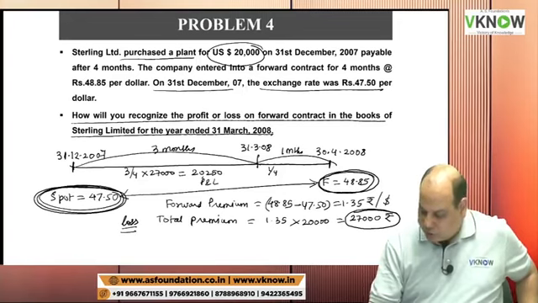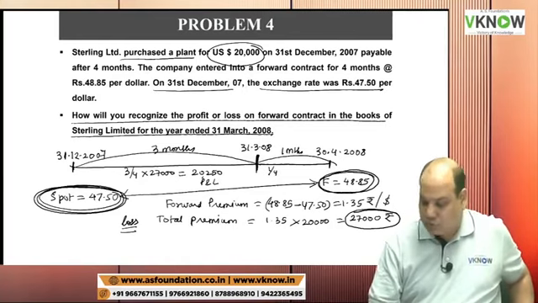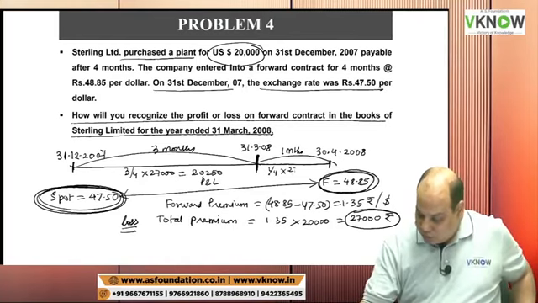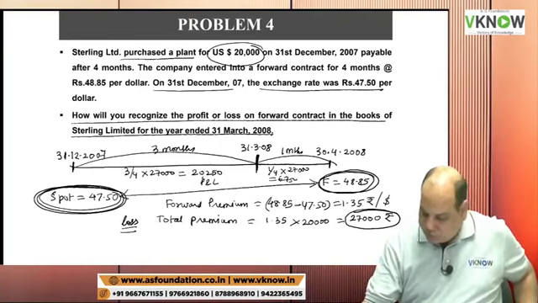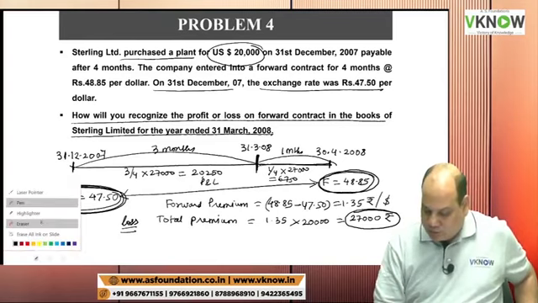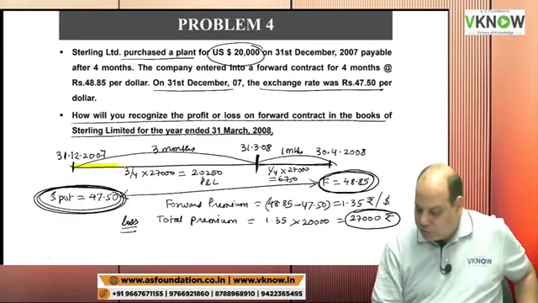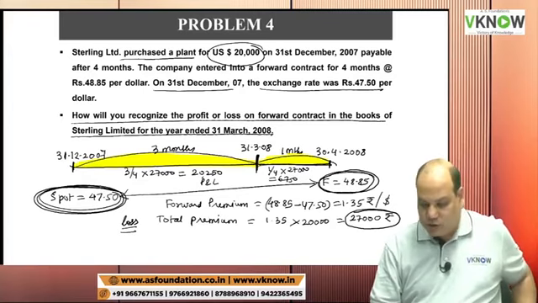20,250 transfer to P&L account for the period ended 31st March 2008, and remaining amount, that is 6750, we will recognize in the next year. So 27,000 is right. So loss of 20,250 in the first year and 6750 in the second year. If it is a 2 or a 4 mark question, this much is enough.